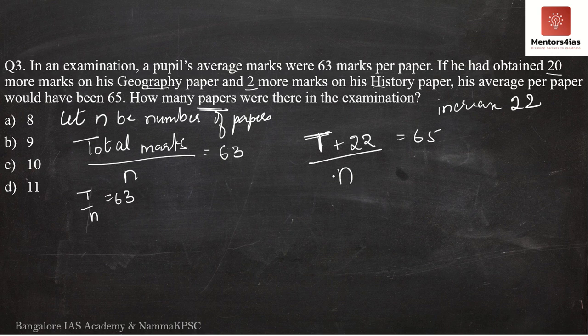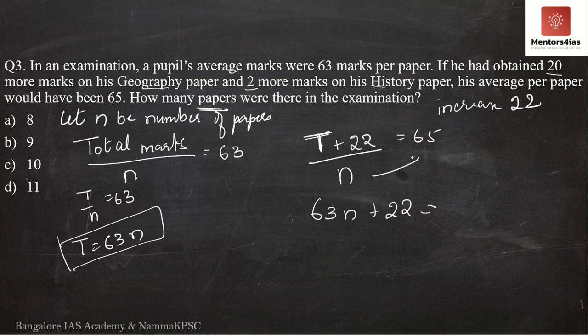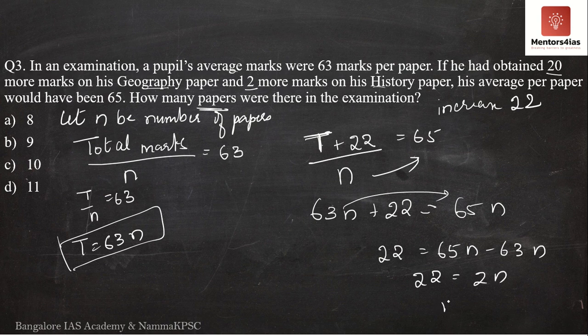What do we need to find out? N. So what I am going to do is, I am going to substitute T as 63N, 63 times N from this relation over here, in this relation. So what do we get? We get 63N plus 22 is equal to, I'm going to take N to the right hand side, we get 65N. Therefore, taking 63N to the other side, what do we get? We get 22 is equal to 65N minus 63N. Therefore, 22 is equal to 2N, or N is nothing but 22 by 2, which is equal to 11. Therefore, the number of subjects in the examination is how much? 11 subjects. Correct option? Option D. It is option D.